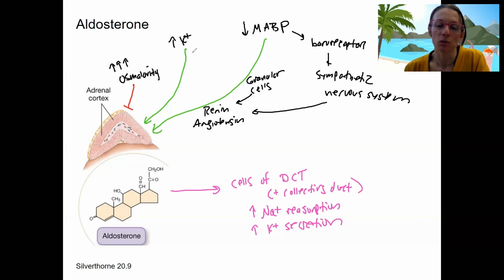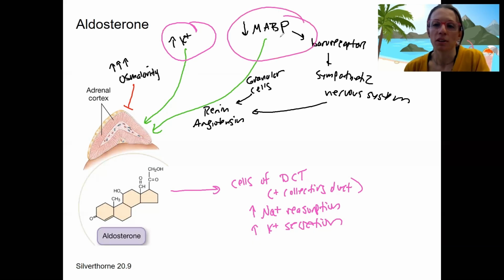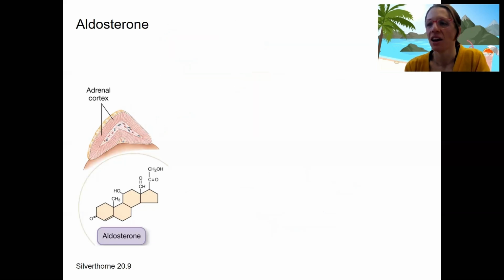This is responding to this stimulus. We're getting rid of potassium by secreting it. It's also going to respond to this. So it can be stimulated by either one of these. Sodium reabsorption is going to increase water reabsorption. How does it do this, you ask? Let's dive into those cells and look at them here.